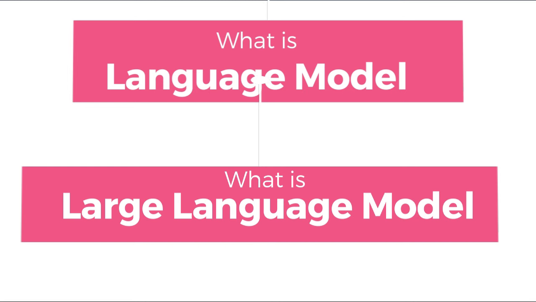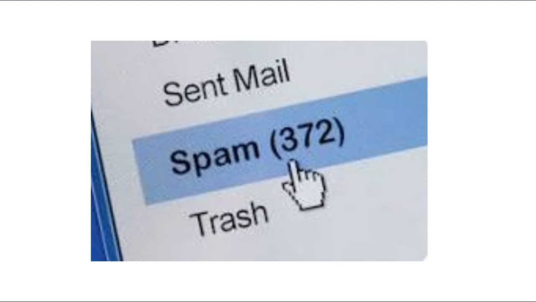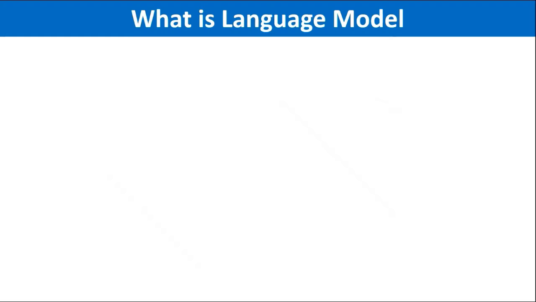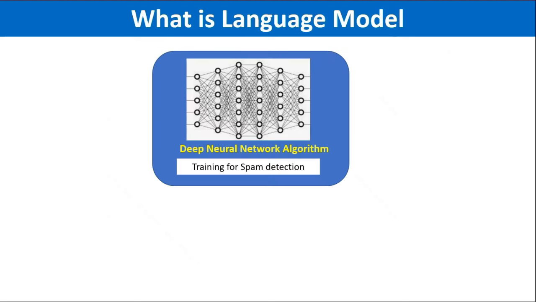So let's begin. You must have noticed in your email application there is a spam folder and some emails are automatically moved into that folder. This is achieved through a trained language model which is doing that specific task. So how does that training happen? We again start with a deep neural network algorithm, a piece of software code like this.